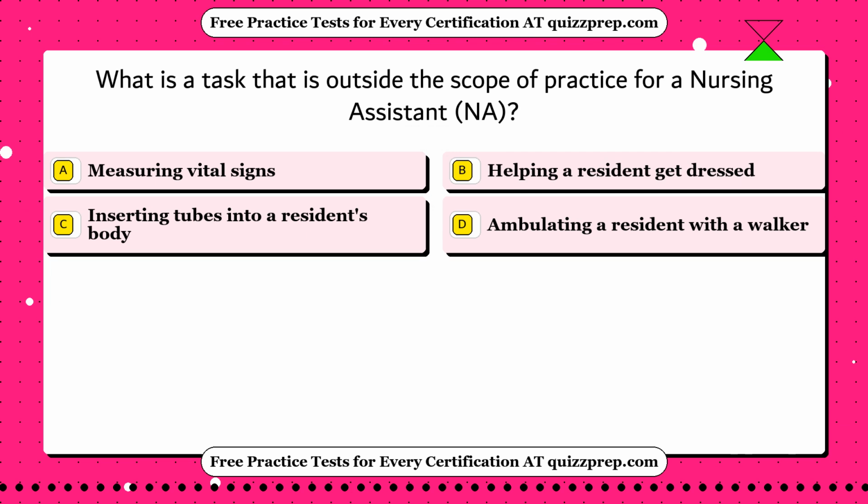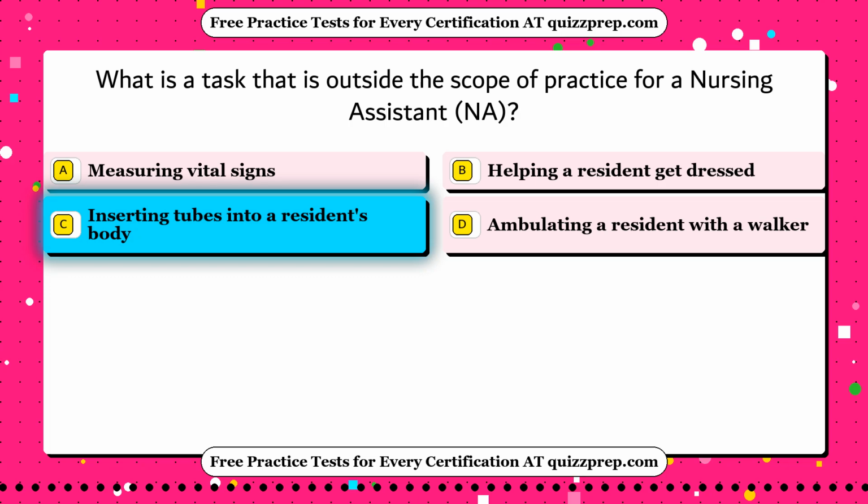Question 12. What is a task that is outside the scope of practice for a nursing assistant? NNAAP. Option A, measuring vital signs. Option B, helping a resident get dressed. Option C, inserting tubes into a resident's body. Option D, ambulating a resident with a walker.